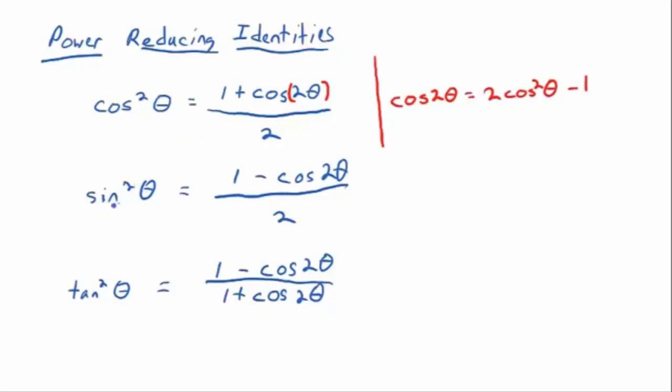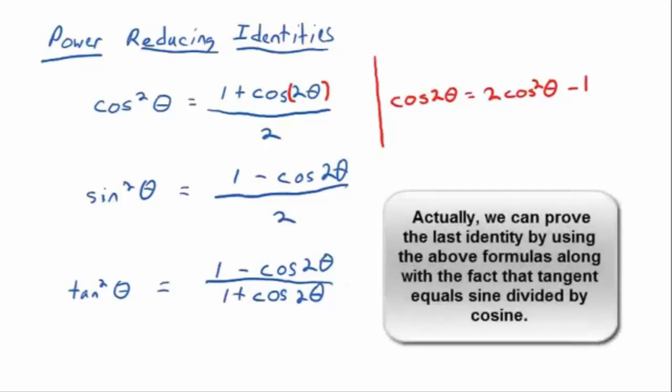Okay, the second identity involves sine squared theta, and it looks a lot like the first one, except there's a minus right here. Sine squared theta is equal to 1 minus cosine 2 theta all over 2. And the tangent squared theta is equal to 1 minus cosine 2 theta all over 1 plus cosine 2 theta. And so you could prove these other two identities in similar ways to how we proved cosine squared theta equals this right-hand side. So I won't bother you with those details.